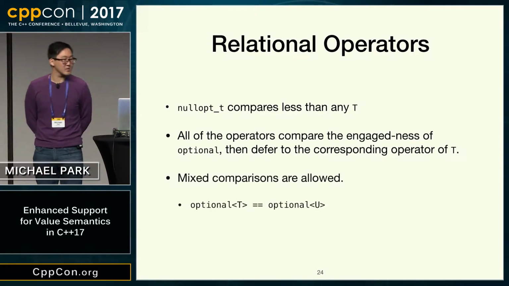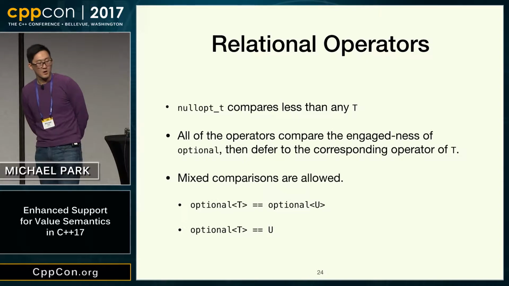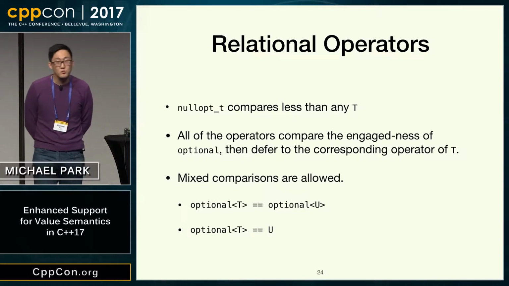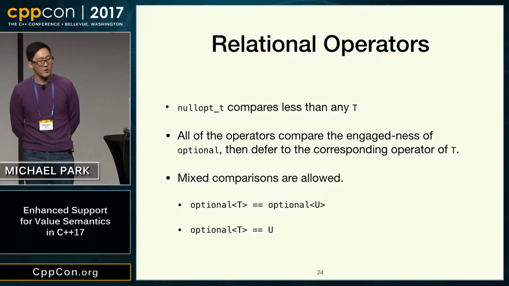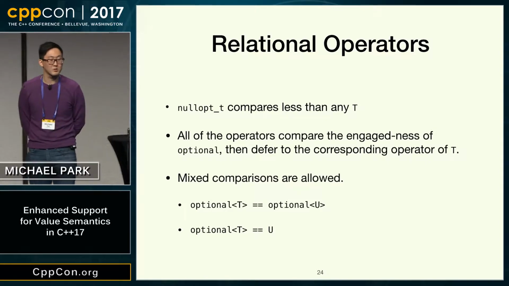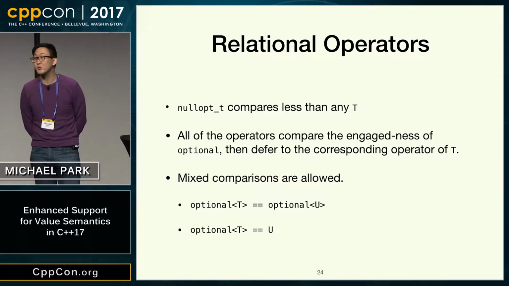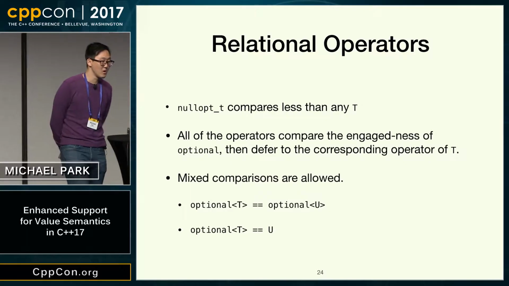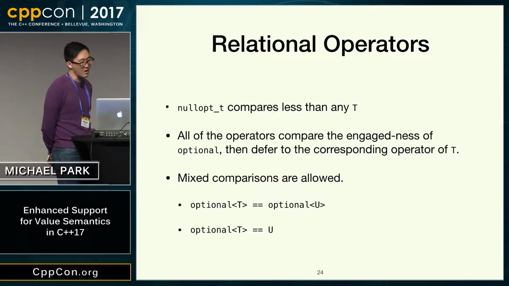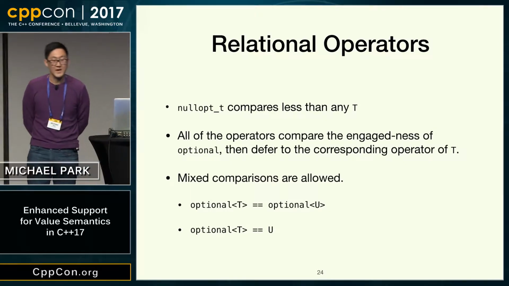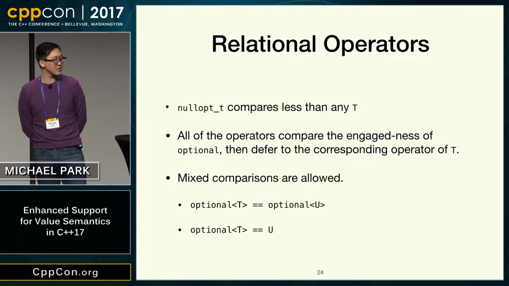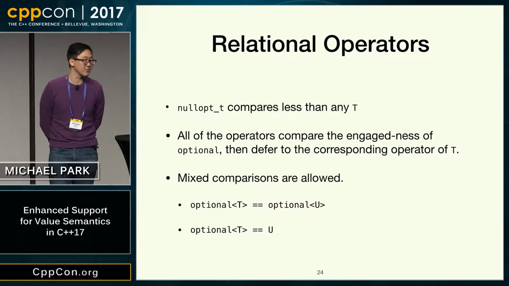And mixed comparisons are allowed. Optional T and optional U are allowed. You can compare also optional T to some value U. And the optional T and U comparison, the last one there that I showed, is actually really dangerous. And we'll see an example of that.